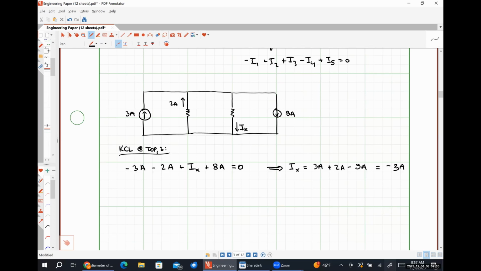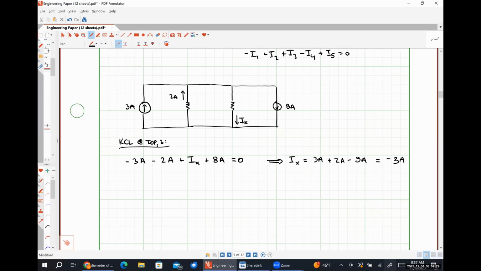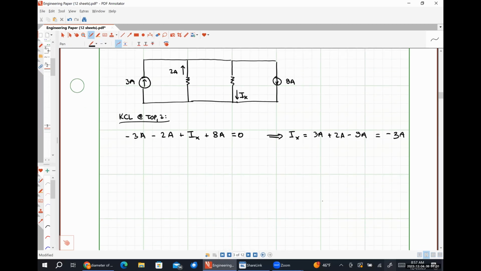So this is an application of Kirchhoff's current law, much like we saw with Kirchhoff's voltage law. We can also tie this into Ohm's law in order to figure out voltages and things like that. So let's look at another circuit here.